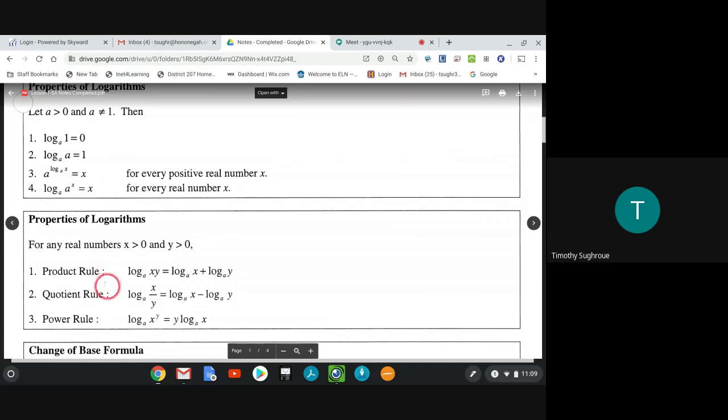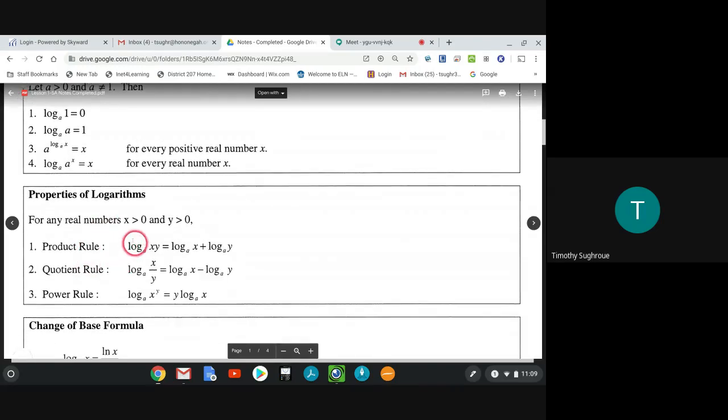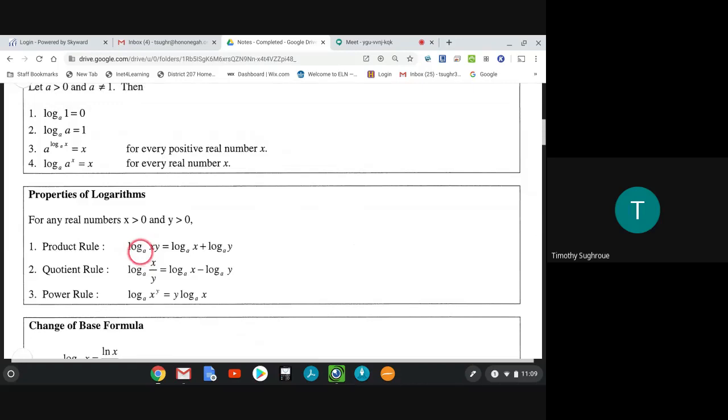So the product rule for logarithms. These are not calculus rules. It's just the product rule for logarithms. And the product rule simply says, if I'm taking the log to any base of a product, I can take the log to that base of the first factor plus the log to that base of the second factor. So if I'm adding logarithms, I can make it one logarithm and multiply the arguments.